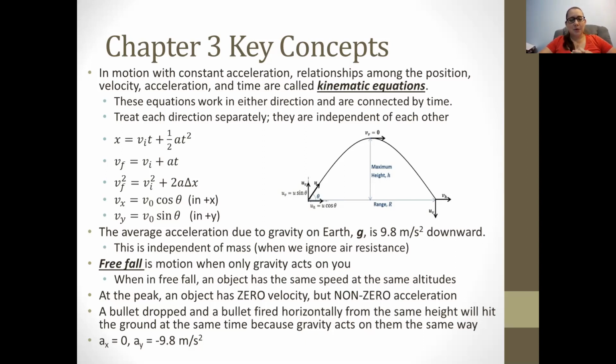And then this last point really quickly here, a bullet dropped and a bullet fired horizontally from the same height hit the ground at the same time. Remember, horizontal motion and vertical motion do not affect each other. So even though the bullet fired horizontally has horizontal motion, gravity does not pull something horizontally, it pulls it vertically from our reference point. So since gravity is pulling on both of these bullets in the same way, they will both hit the ground at the same time. Okay.